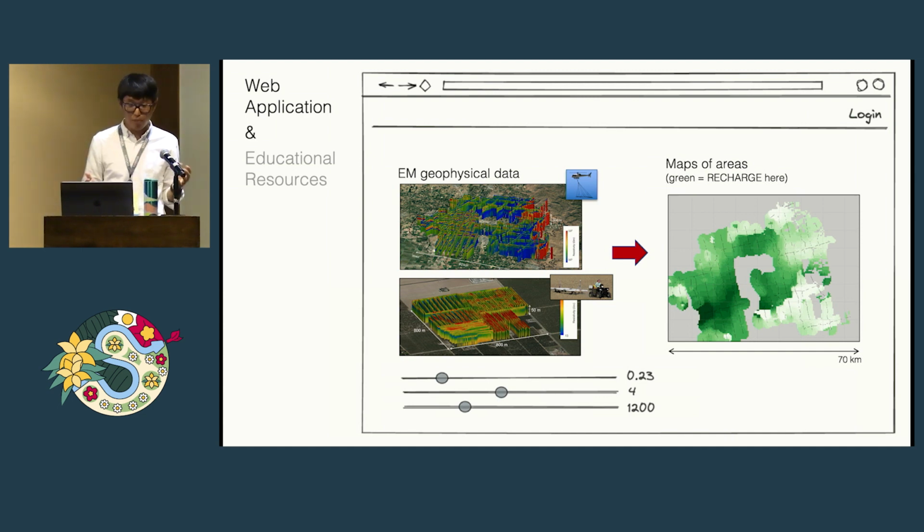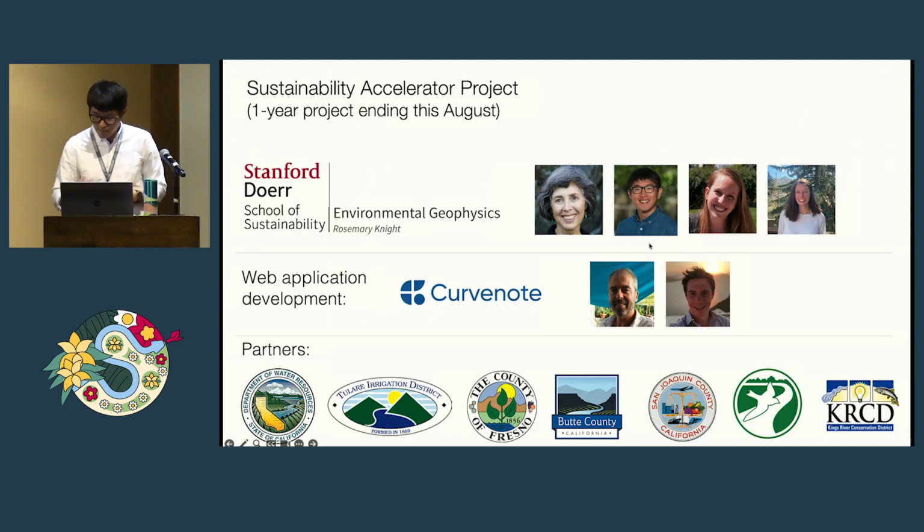We want to develop a web application that provides easy access to this EM geophysical data, as well as the data analytics developed by scientific researchers to generate this map of recharge areas. So that's our motivation. It's two wings. I'm not going to talk much about it, but besides developing the web application, we also develop educational resources, because as you can imagine, there are a lot of details. It's important to understand the fundamentals under the hood to get this map.